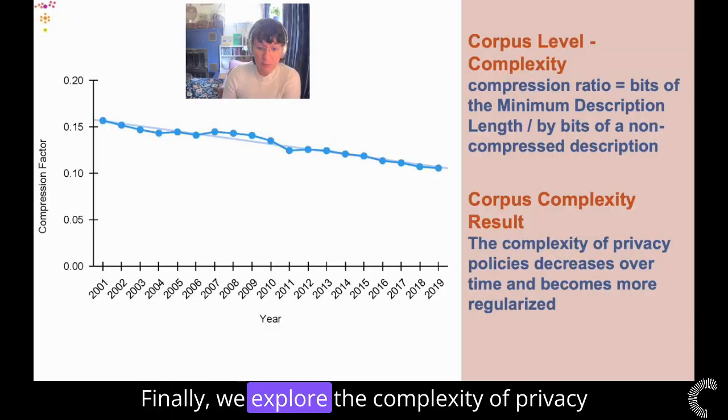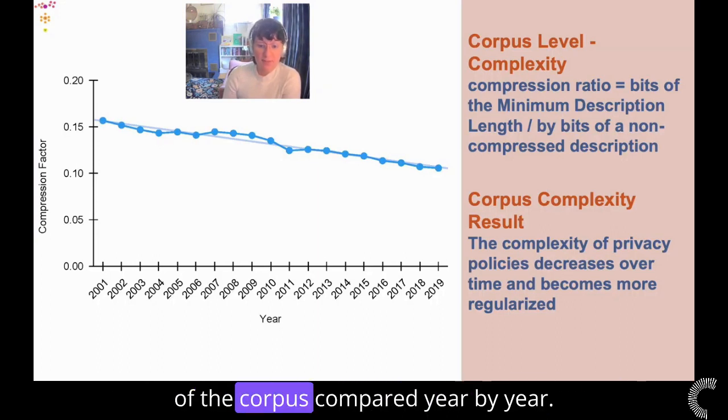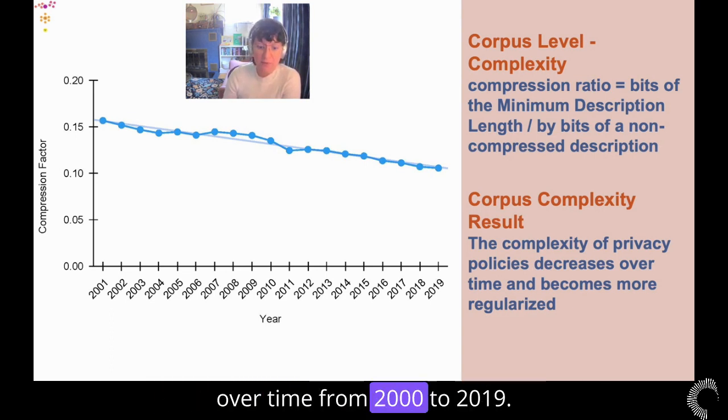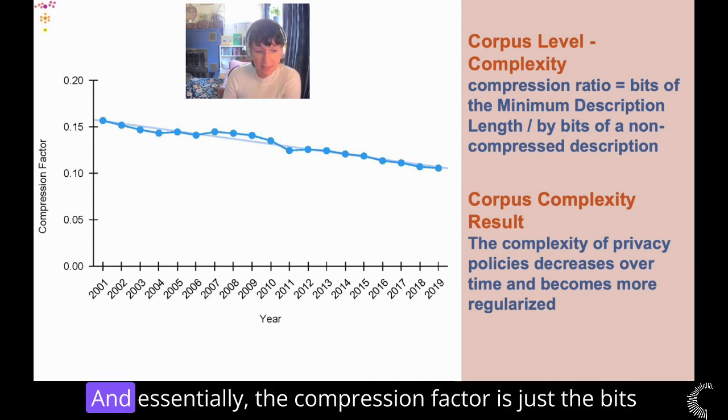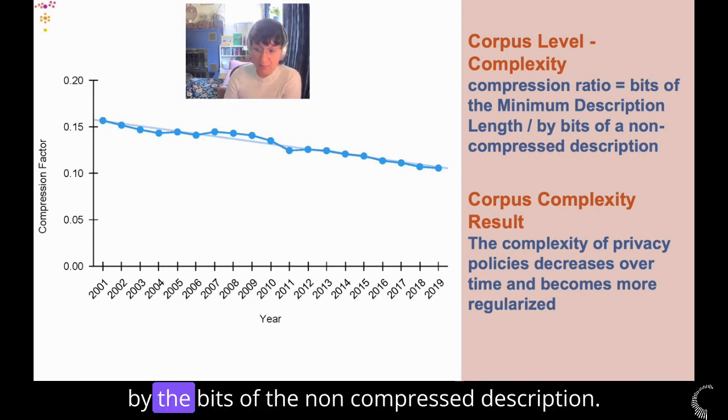Finally, we explore the complexity of privacy policies as represented by the compression factor of the corpus compared year by year. We see a steady decrease in complexity over time from 2000 to 2019. And essentially, the compression factor is just the bits of the minimum description length of the corpus divided by the bits of the non-compressed description.